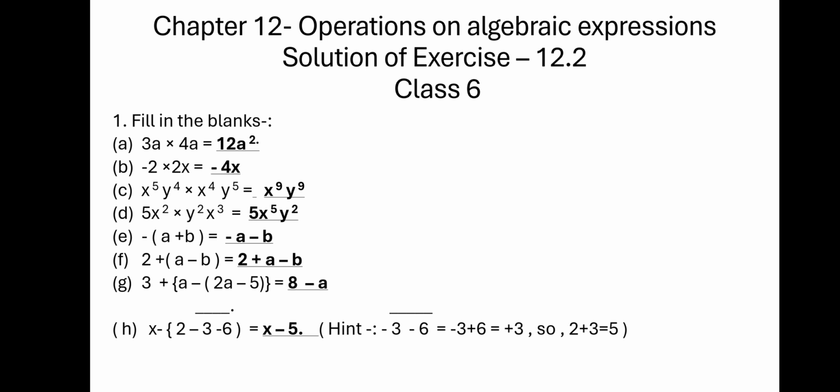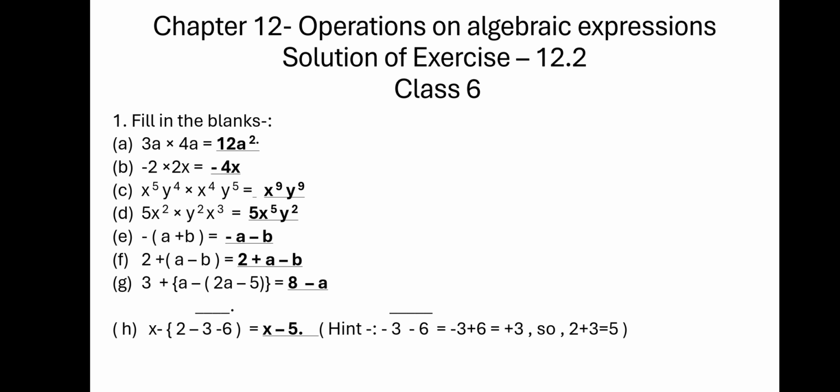3 plus, into bracket a minus 2a minus 5. Now a minus 2a is negative a, and now negative 5, and negative of negative 5 is positive 5, and therefore 5 plus 3, that is 8 minus a, will be the blank. See, be careful here. You have to first solve the small bracket, that is negative 2a plus 5, and a minus negative 2a will have no change, so that is negative a, and 3 plus 5 will give you 8.